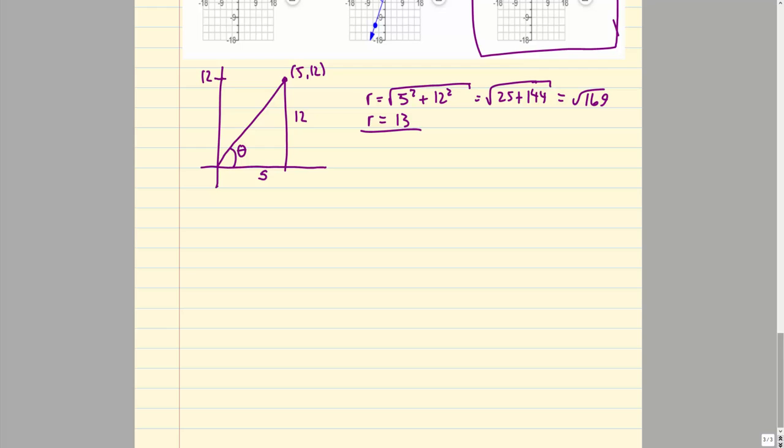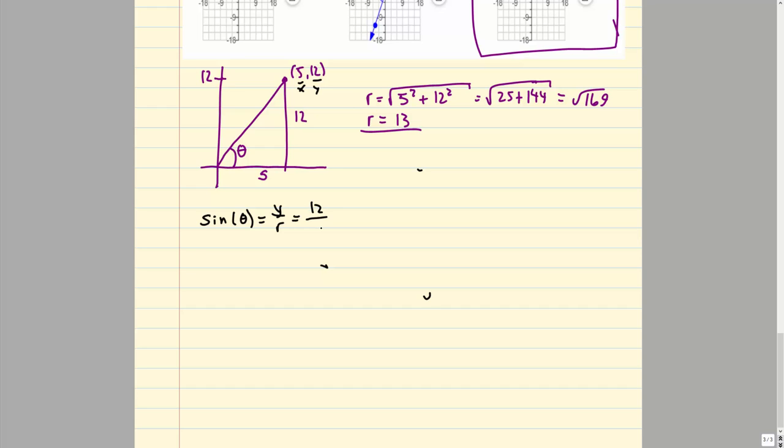Now when I set up my trig functions, you can start with any of them that you want, but it's pretty common to start with sine or cosine first. So the sine of theta, and again please put parentheses around the arguments of your trig functions. Sine is equal to y over r. Y in this case is 12.